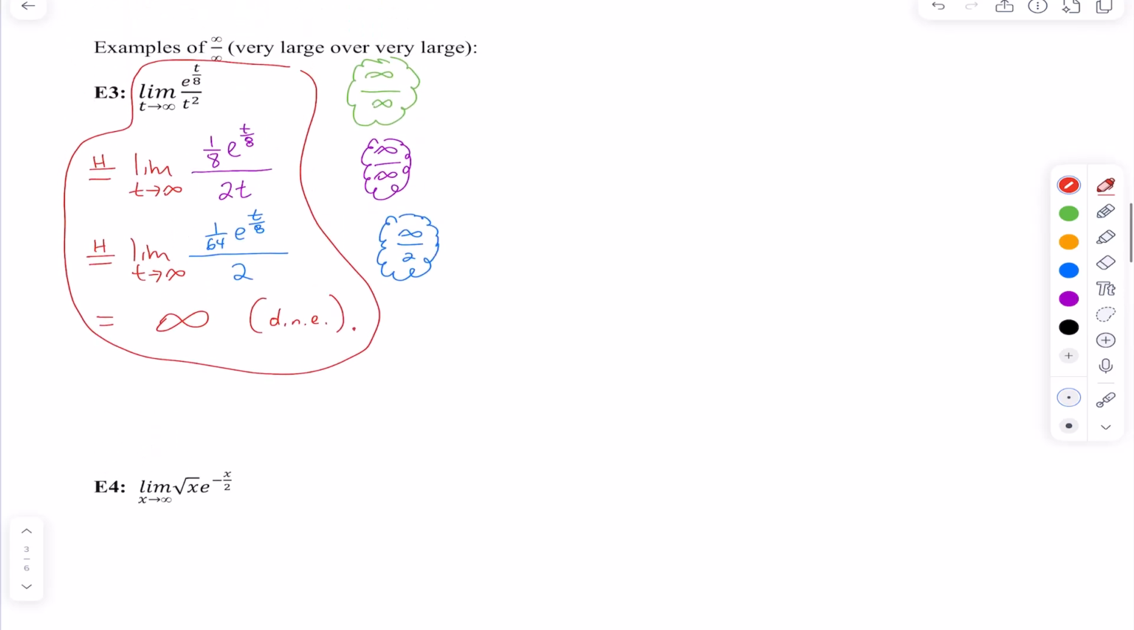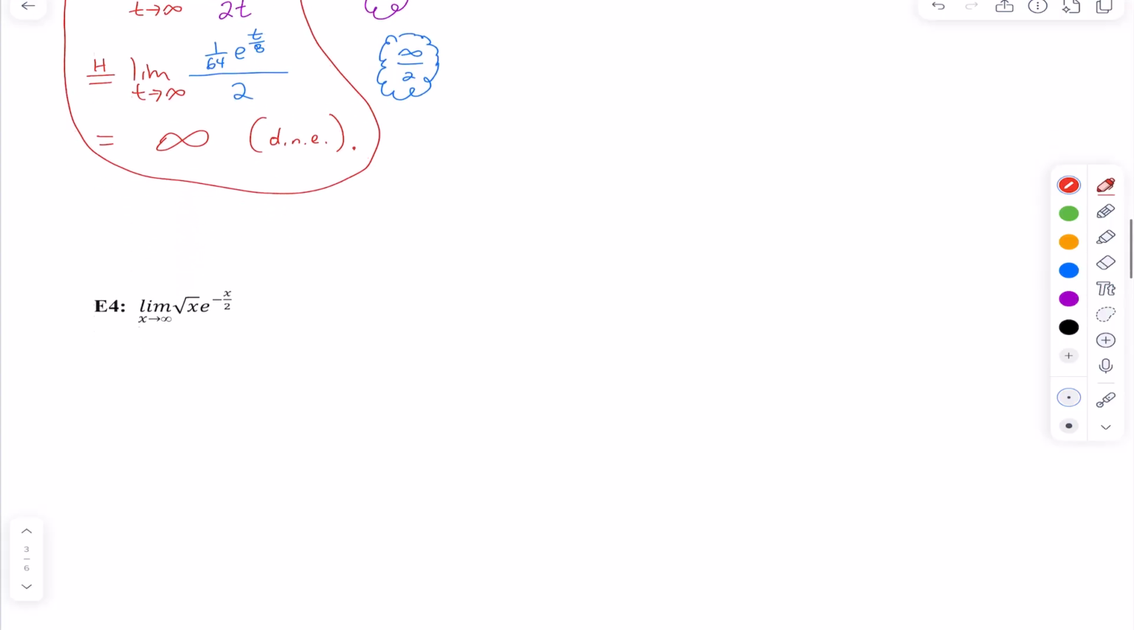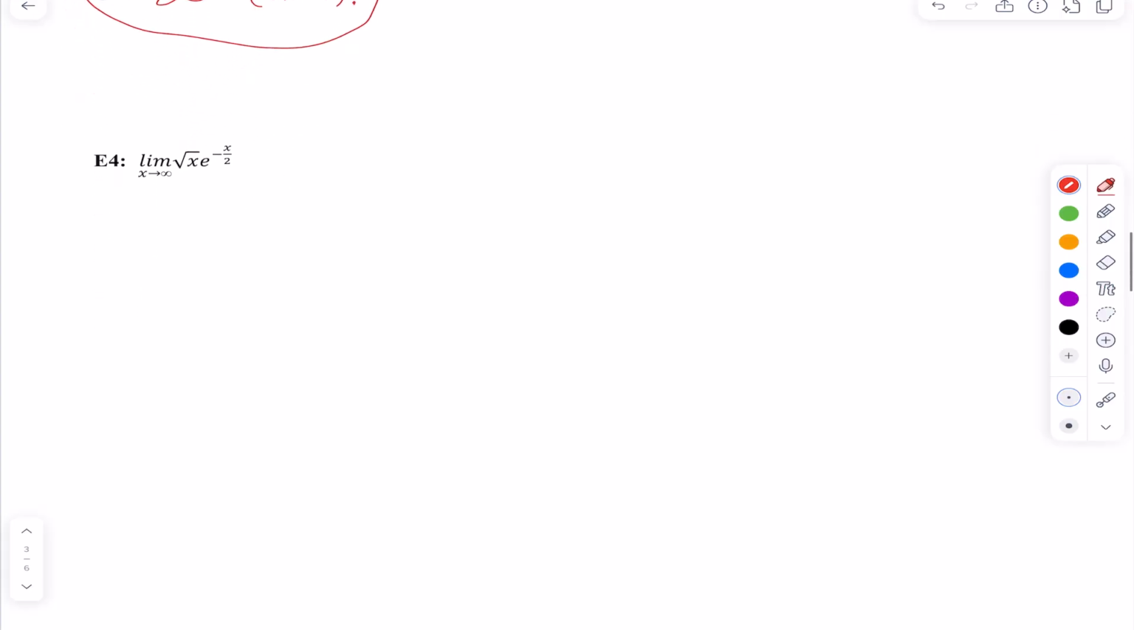Let's look at another example. Whoa, wait a second. This says it's supposed to be infinity over infinity, or very large over very large. What does that mean? Well, we just have to look at our algebra. We've got to master our algebra skills. Mastering algebra skills will help you learn so much more calculus.